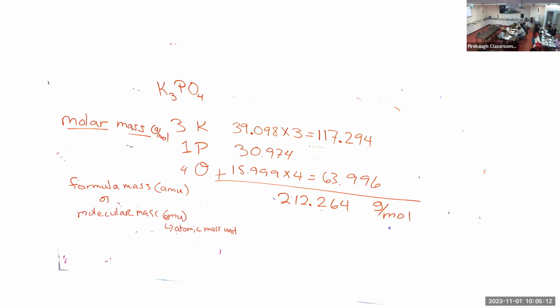So if we're talking about 1 or 2 molecules, we're going to use that to tell us how much it weighs. And so in that case, we would use 212.264 AMU. So when we're talking about this, we're saying that's what we're going to be working with, like if we're going to weigh it on the scale ourselves, right? So that's a whole bunch.